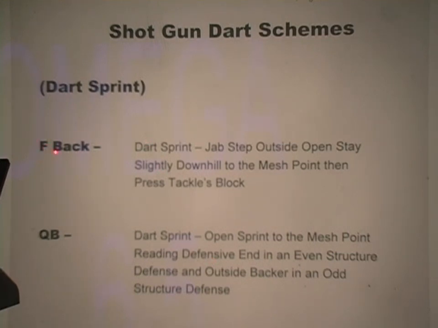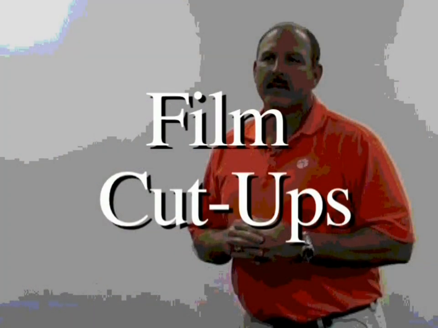The fullback, or the F-back actually, we call him, is going to take on dart sprint. He takes a jab step outside, away from the call. He opens and stays slightly downhill to the mesh point, and then he presses the tackle's block. Basically, the reason we call it dart sprint is we're trying to sell a sprint out type action with the quarterback. The F-back takes a jab action like he's going on sprint out pass, and then we come back.